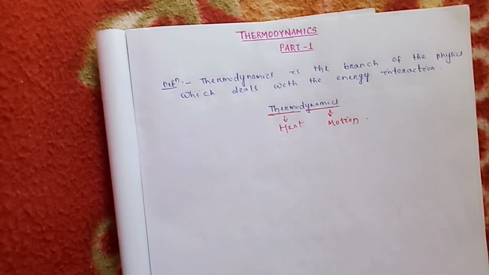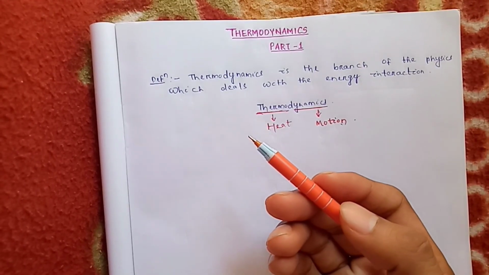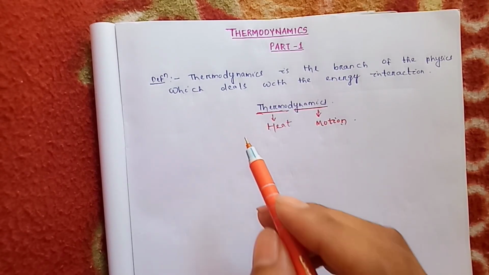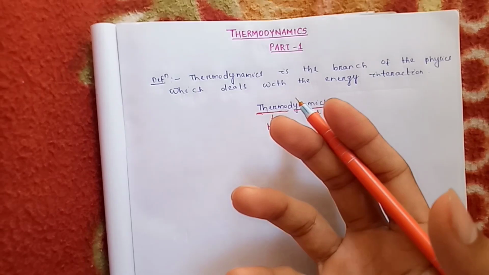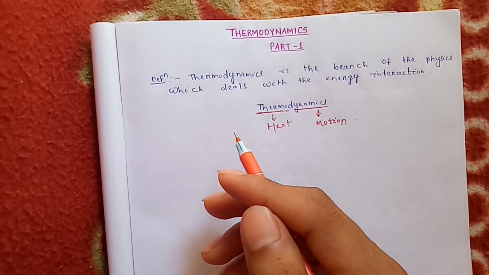For example, when you eat something, it's converted into heat energy in our body, and we have energy to move. So our body also works on the principles of thermodynamics. Also our earth, our universe, all these are working on the principles of thermodynamics.